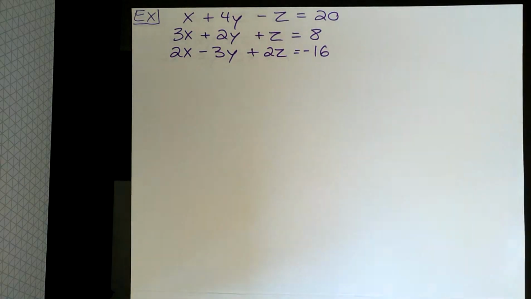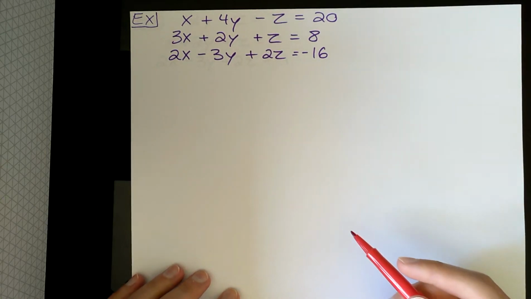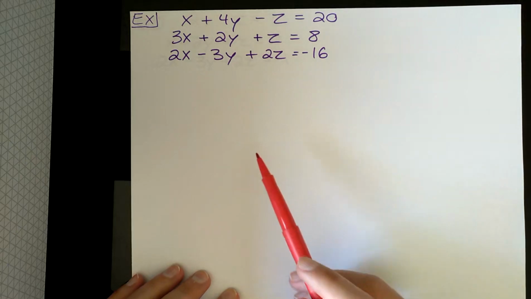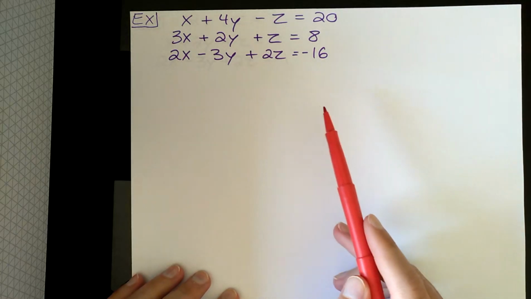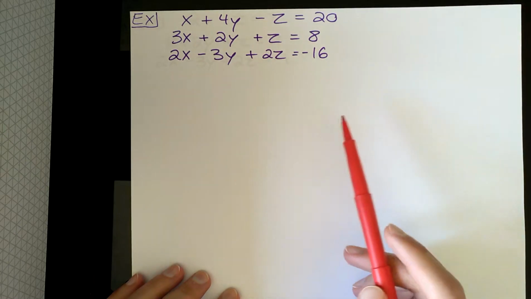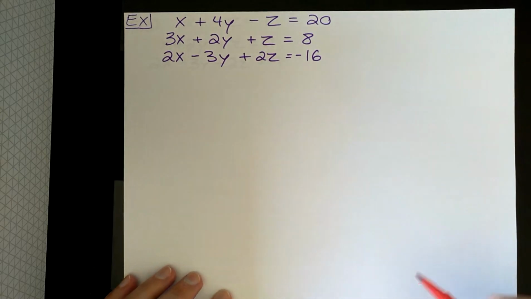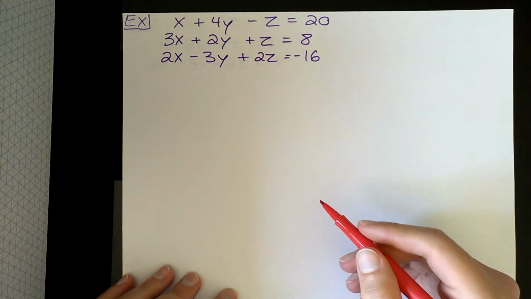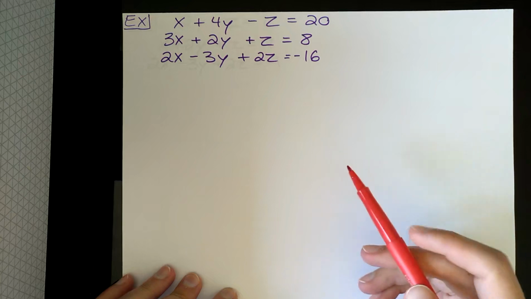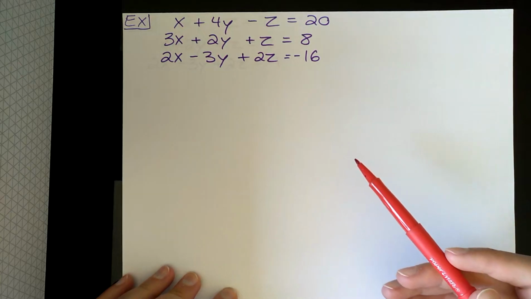So, starting this off, we have the problem x plus 4y minus z equals 20, 3x plus 2y plus z equals 8, and 2x minus 3y plus 2z equals negative 16. So to solve this, the first thing that we want to do here is decide which of the variables, x, y, or z, would be the easiest to get rid of.